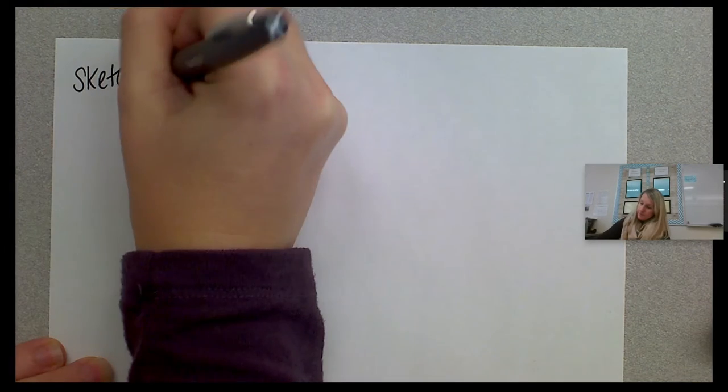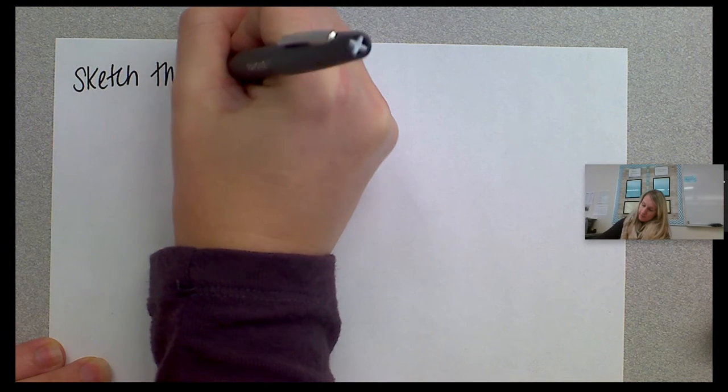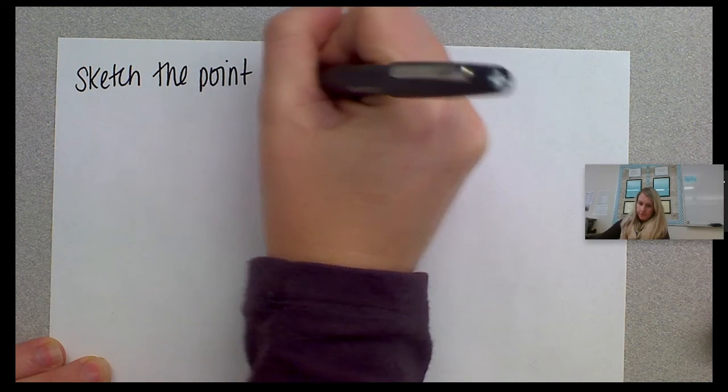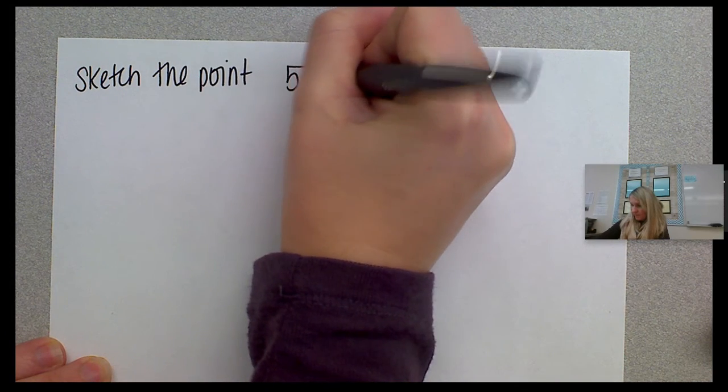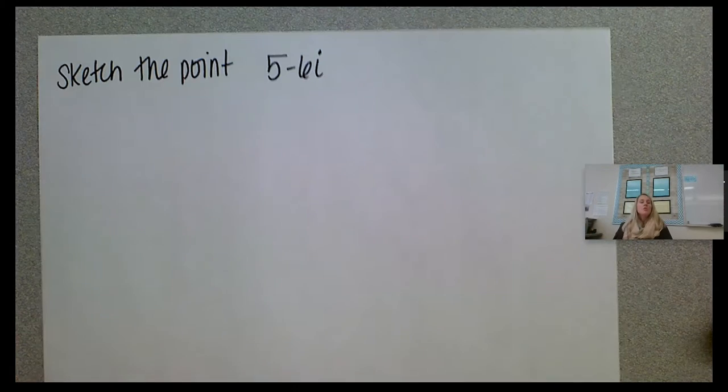Okay. So we have two things in the problem set. It was the last four problems that we just hadn't done yet. So let's clear that up. The first is sketching a point. Okay. So I'm sketching a point.